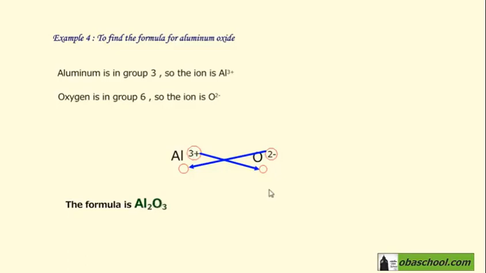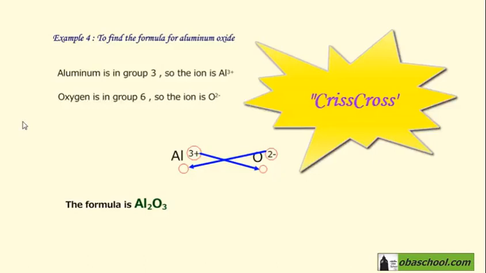The charge of the first atom became the number of atoms for the second one, and vice versa. This is the crisscross method, and it is easy and used only for ionic compounds.